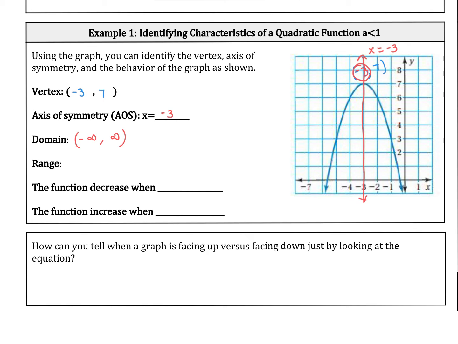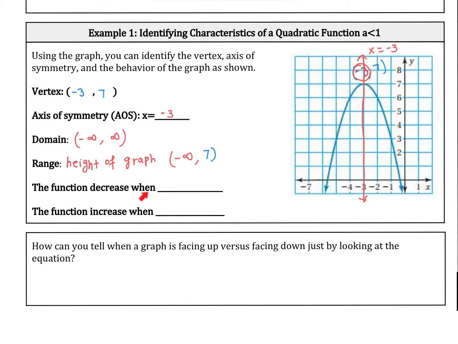Range is the height of the graph, starting from the lowest to the highest. The lowest point on the graph is -infinity because it's going down and down and down. It means the y value is approaching -infinity. The highest point is 7 for y. So the range is -infinity to 7.